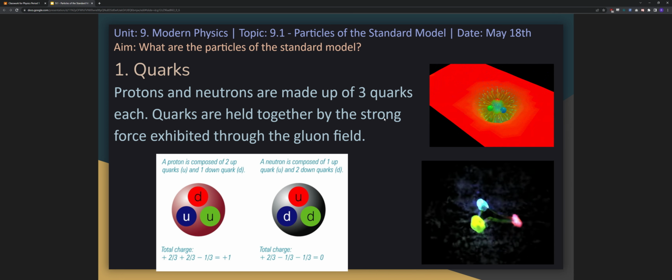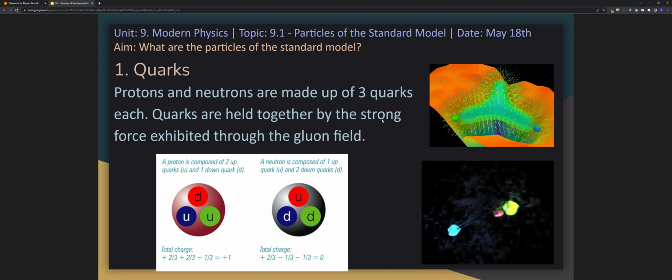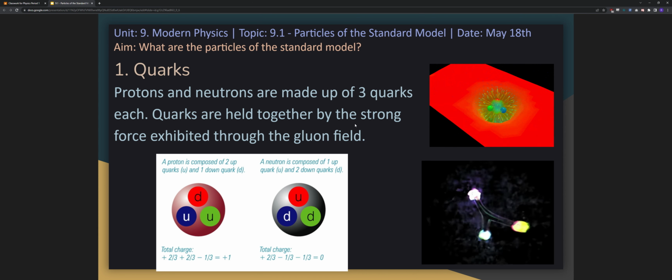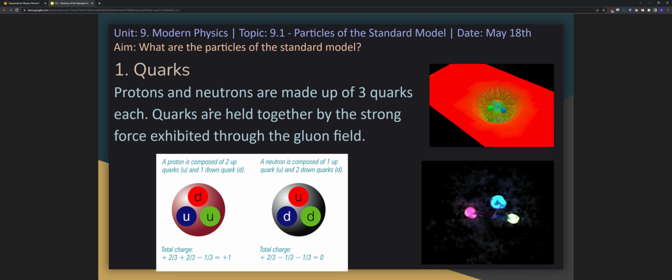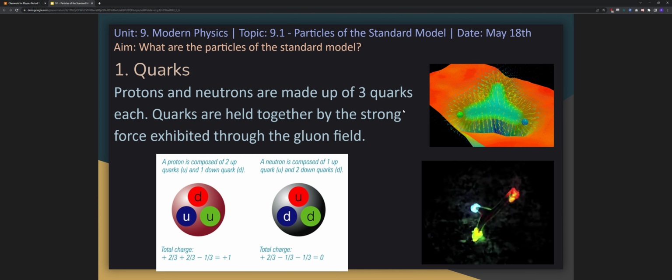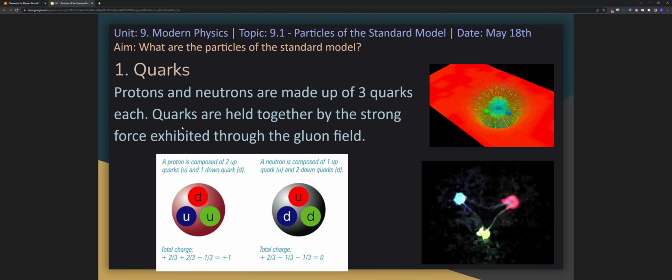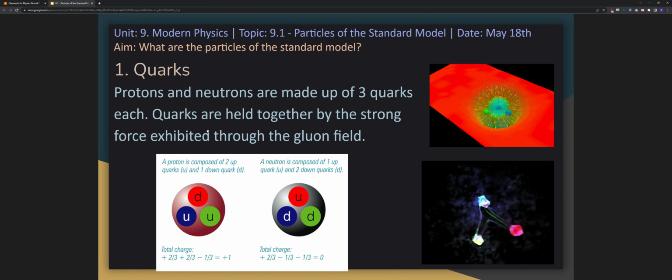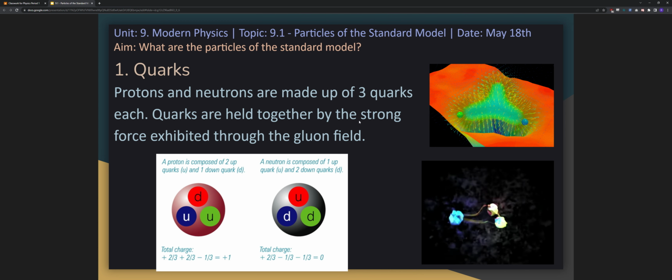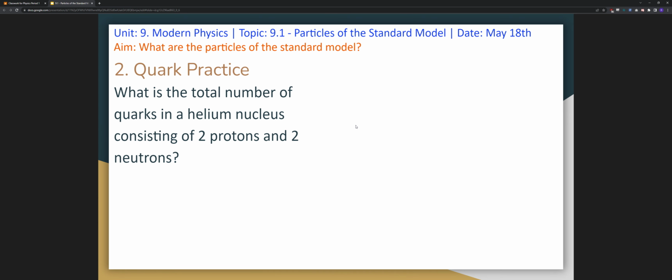Yes, there is something smaller than what makes up a proton. On the other hand, there's nothing that actually makes up an electron. So protons and neutrons are made up of three quarks each, and they interact via the strong force. This is something that's important to remember. They interact with each other through the strong force.